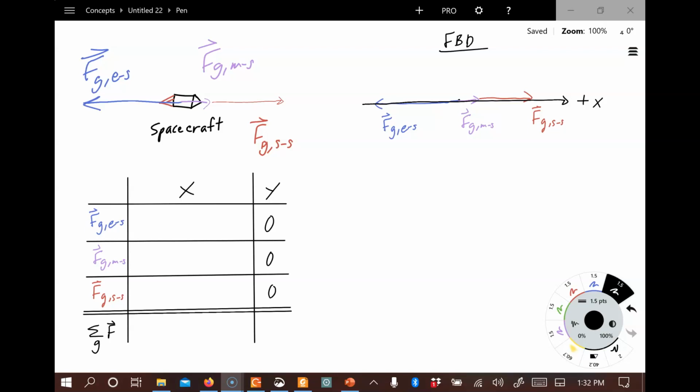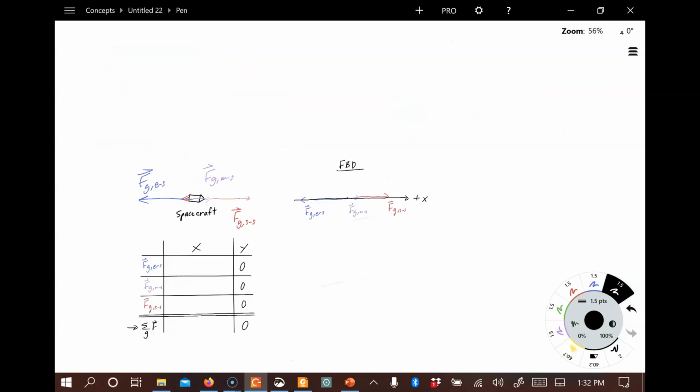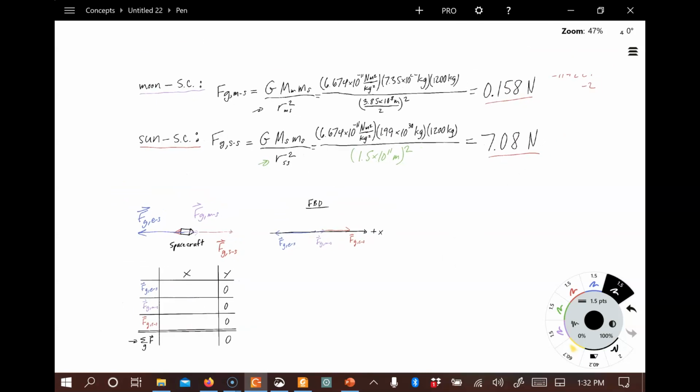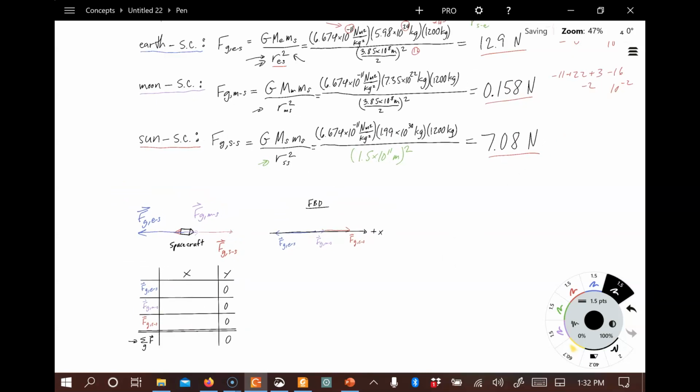So here's a little table that we've got, and we can already put in all the zeros for the y-axis for all these. There's none. And then we need to put in the numbers for the x with the appropriate signs based on the free body diagram. And below there I've just shown the sum of all the gravitational forces. Of course it adds to 0 here, and we have to look at the numbers for the other ones to fill our table in. For Earth on spacecraft, that's going to be in the negative direction, so that's a negative 12.9 newtons. For the Moon on spacecraft, that's going to be positive, 0.158 newtons. And for the Sun on spacecraft, that's positive again, 7.08 newtons.